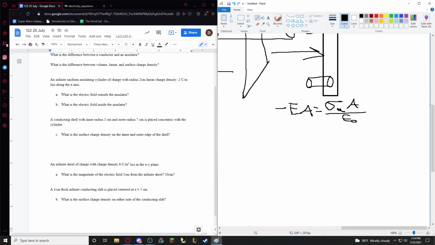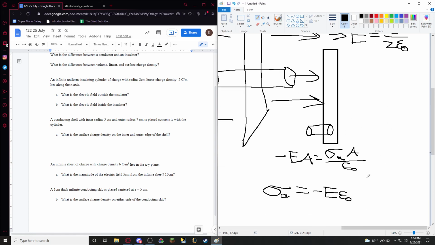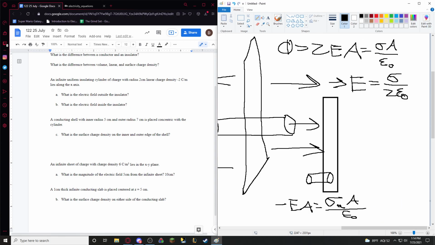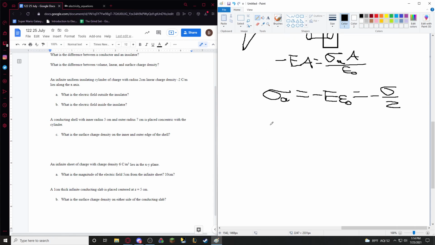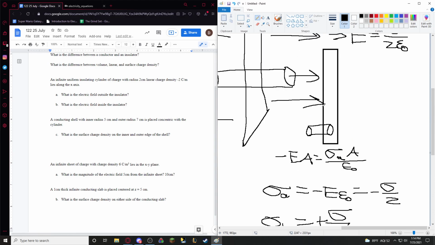Oh, okay. So at that point it'd just be negative E. You divide by A and you multiply by epsilon naught. Which then E we know is equal to negative sigma over 2, because then the epsilon naughts cancel out. And then the other side, sigma B, should just be the positive sigma over 2. Exactly. So we use Gauss's law, and we do another calculation. That's how we get it.